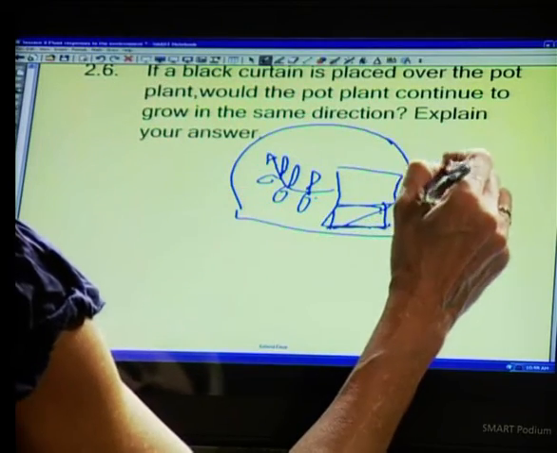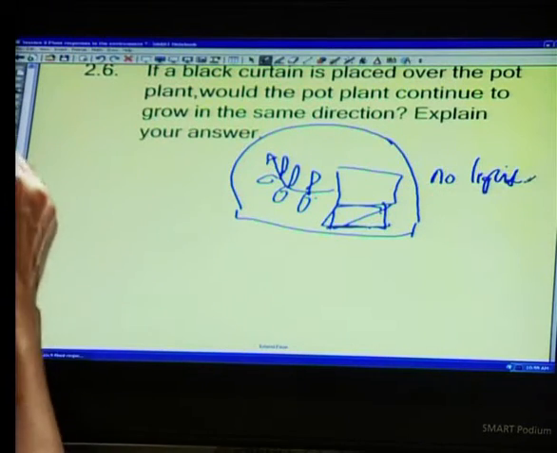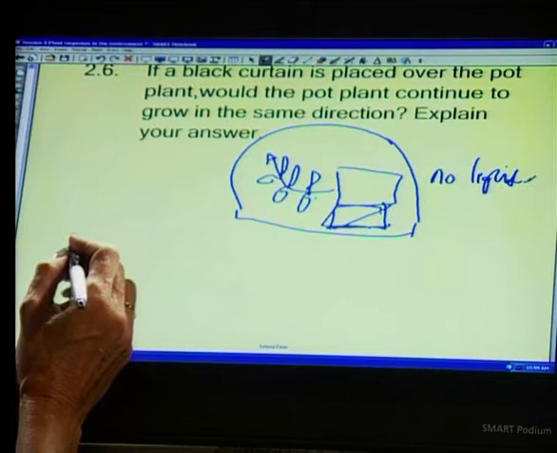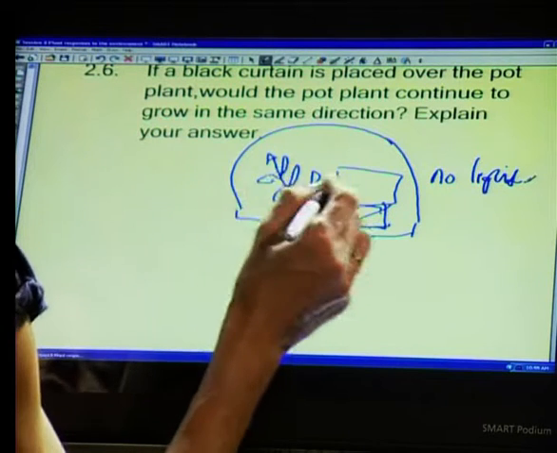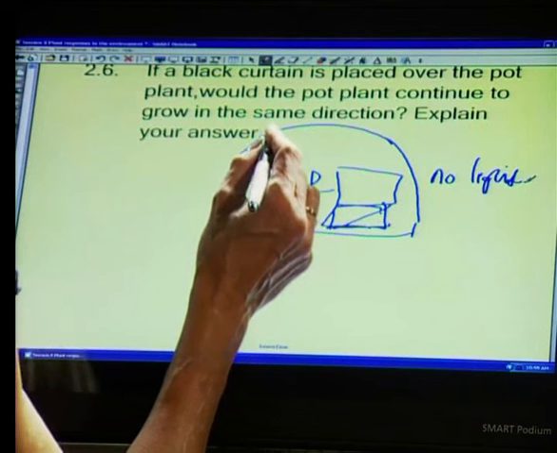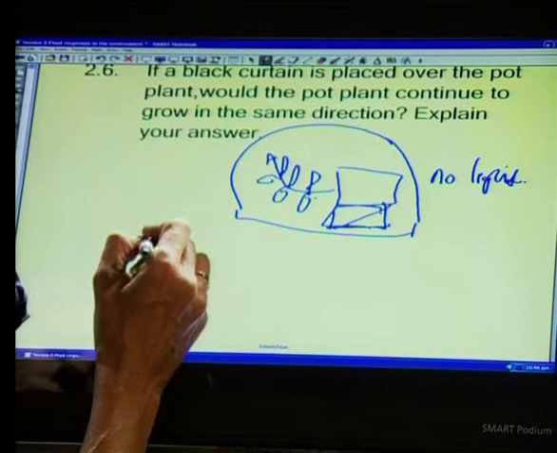So therefore, there is no light. Okay? If there is no light stimulus, what's going to happen? Think about it. There's no light stimulus. This little plant is going to continue to grow in that same direction. Okay, so it will continue.